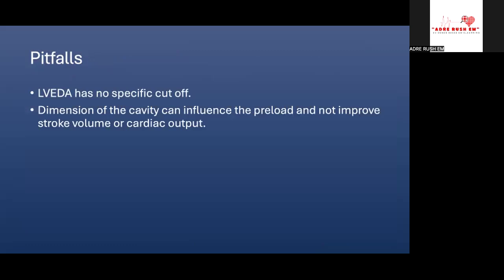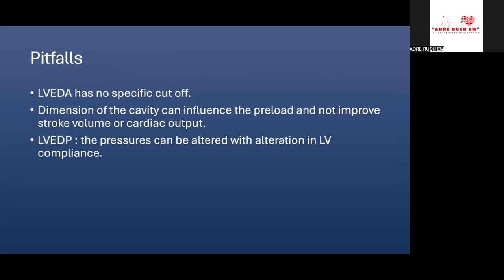Area has no specific cutoff. It's an approximate measure. As I told you, the dimension of the cavity can influence the preload, but not necessarily convert into a stroke volume or cardiac output. Like in DCM, hypertrophic cardiomyopathy, and restrictive cardiac diseases, this adequate volume cannot be translated into an increase in your stroke volume and cardiac output.